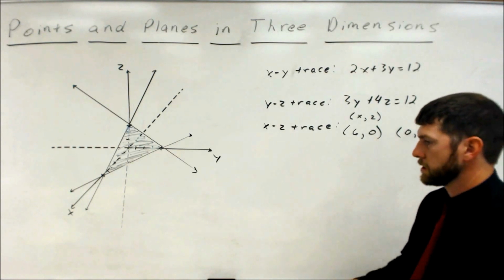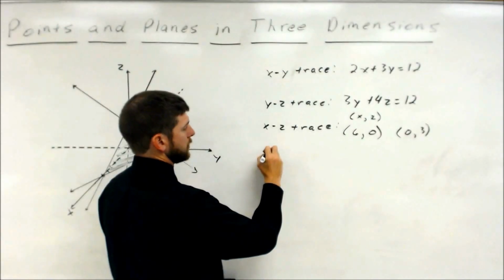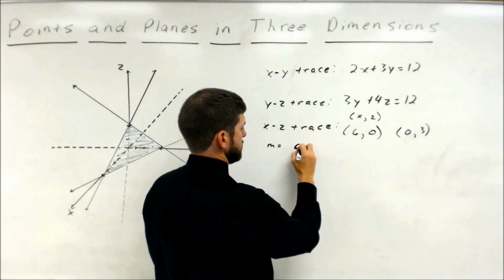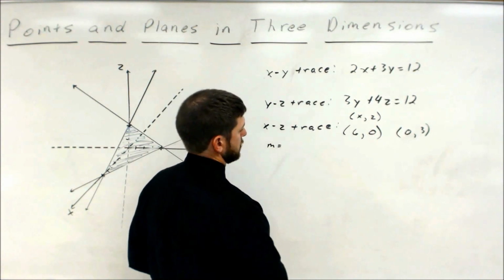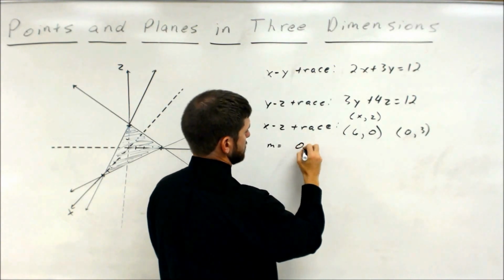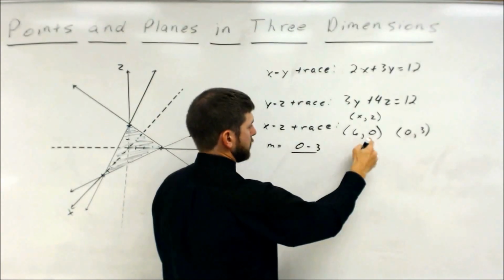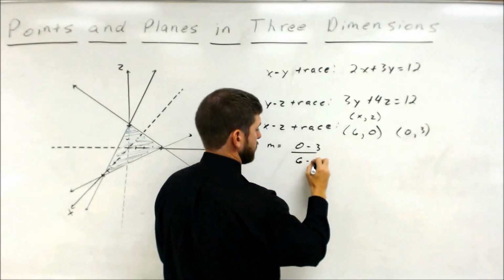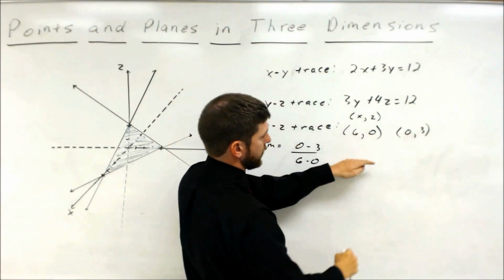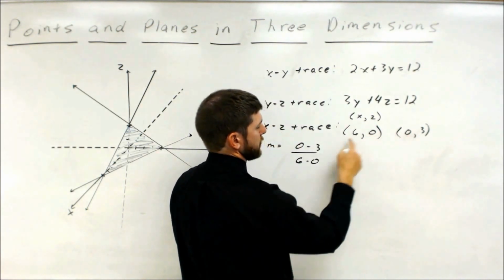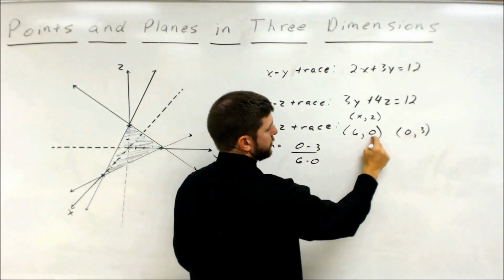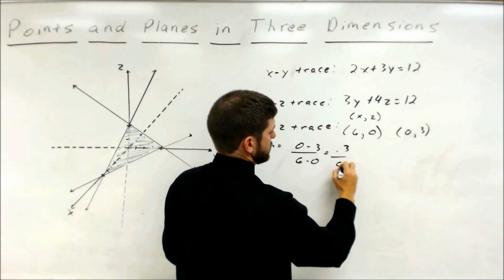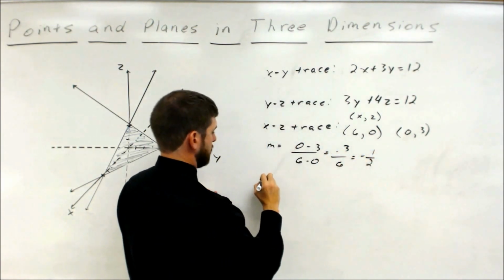Go through the same process again. Let's do our slope. M is equal to, order doesn't matter, so we'll do 0 minus 3 over 6 minus 0. So as long as I'm doing the same one first. If I did 3 minus 0 over 0 minus 6, I would get the same thing as I'm doing from 0 minus 3 and 6 minus 0. Negative 3 over 6 is negative 1/2.